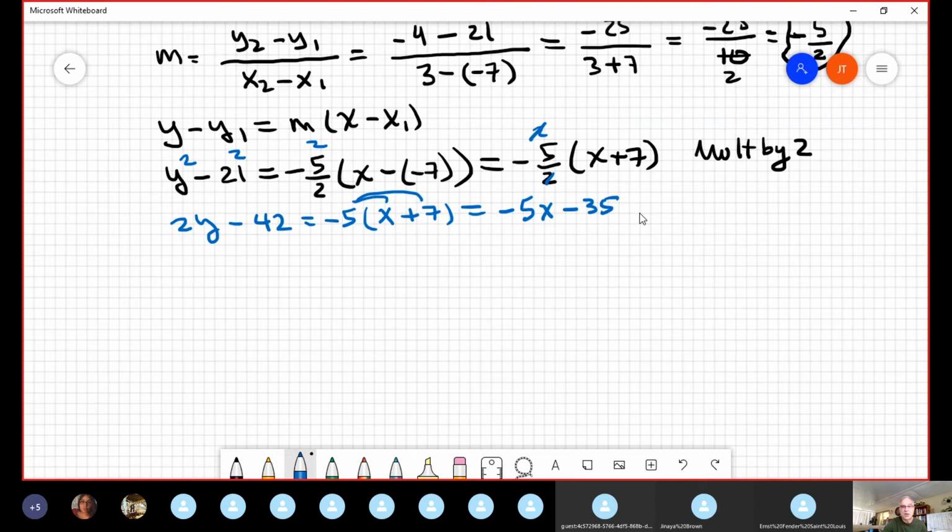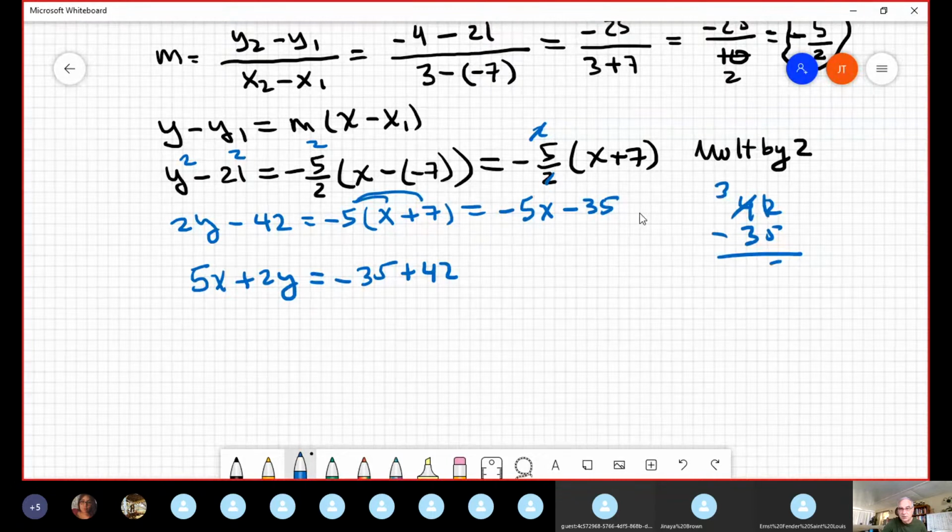Okay. Now organization. I put the x in the first place on the left-hand side, 5x, 2y stay. On the right-hand side, we have minus 35 plus 42. I'm subtracting 42 minus 35. I borrow 1, this becomes 3, this is 12, this is 7. It's positive 7. You put the sign of the bigger number, right? And thus my final answer is 5x plus 2y equals 7.